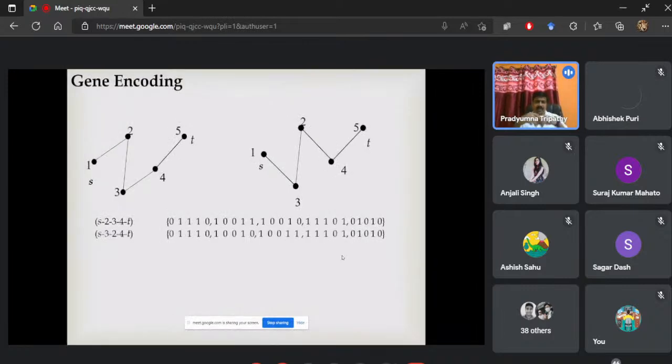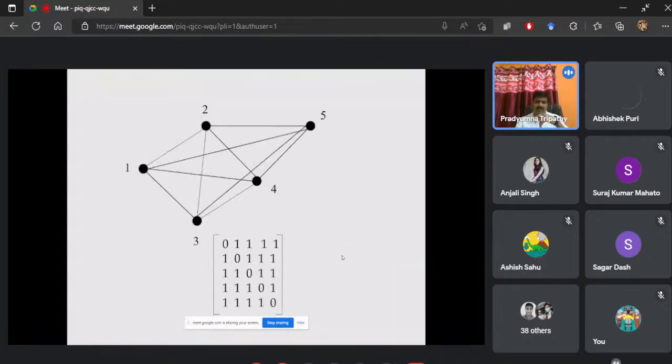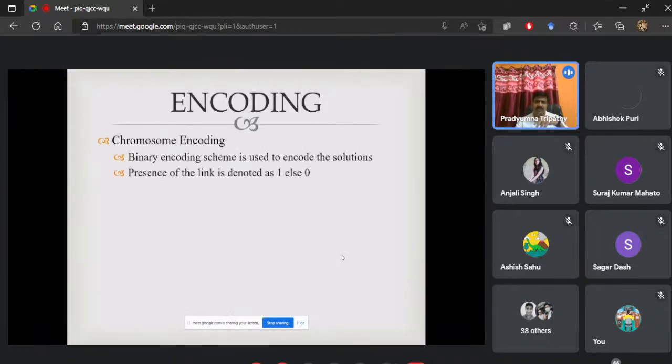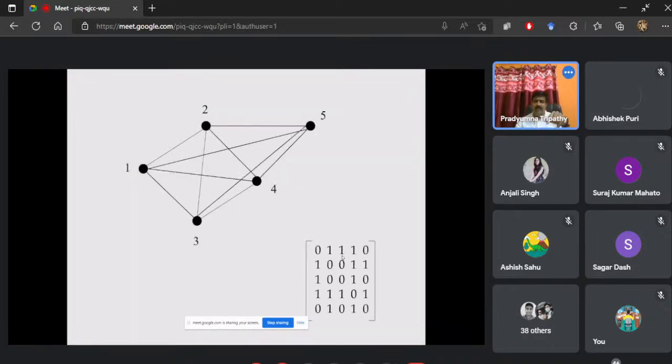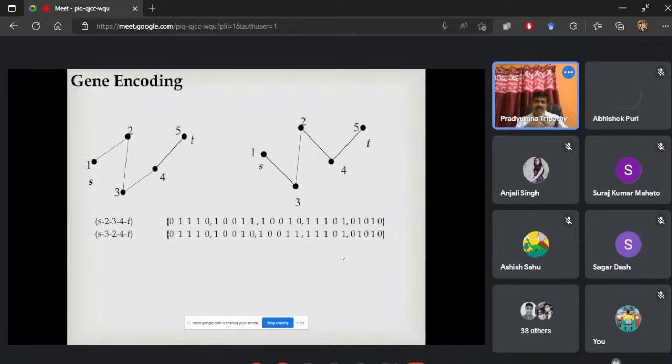There are two different encodings. One encoding that we have discussed here is the network chromosome encoding. We have a gene level encoding as well. The gene level encoding we see over here is a path from source to destination. A path from source to destination, we define it as a gene. Suppose there is a path S, 1, 2, 3, 4, T, or S, 1, 3, 2, 4, T. So these are two different paths, and these are also being encoded.